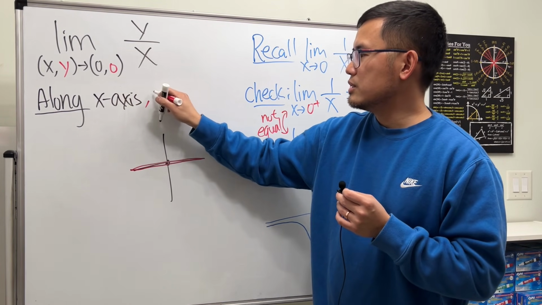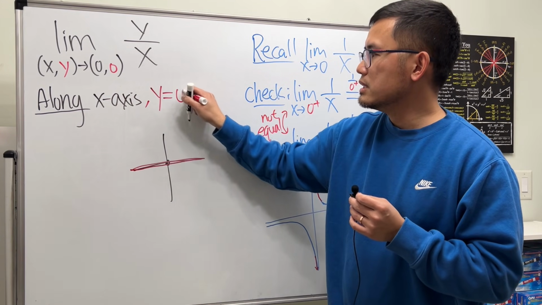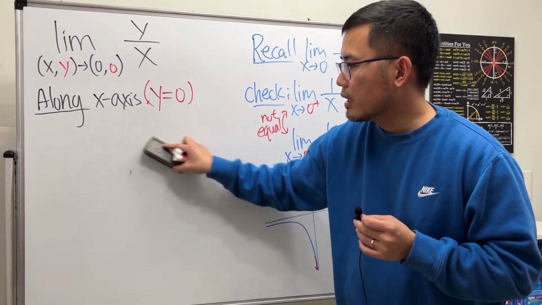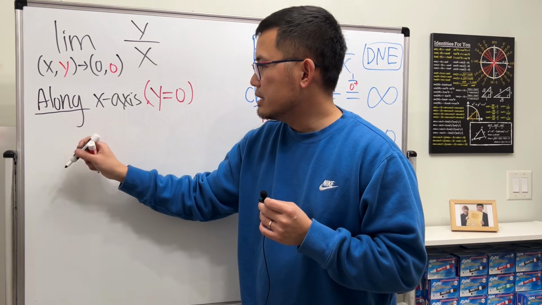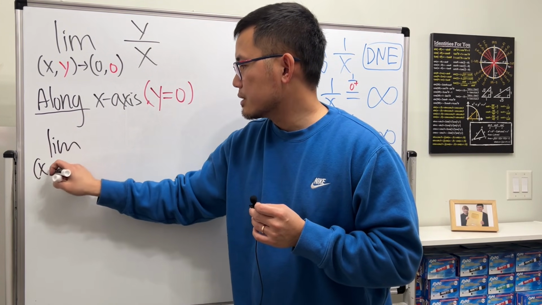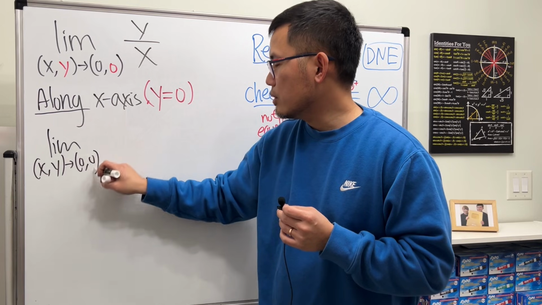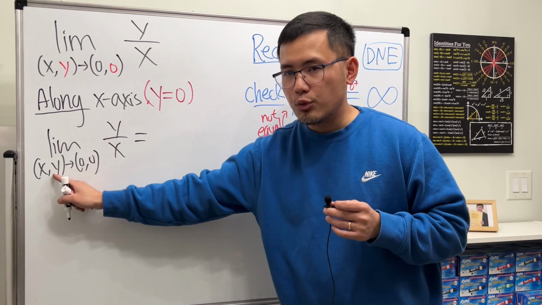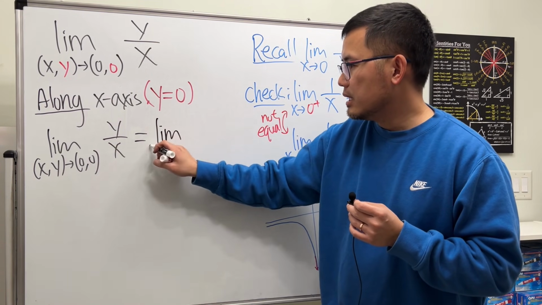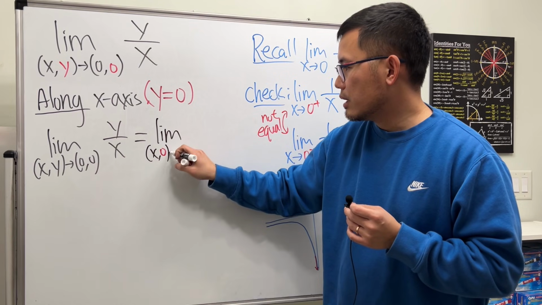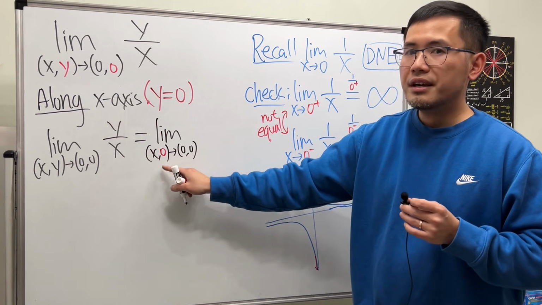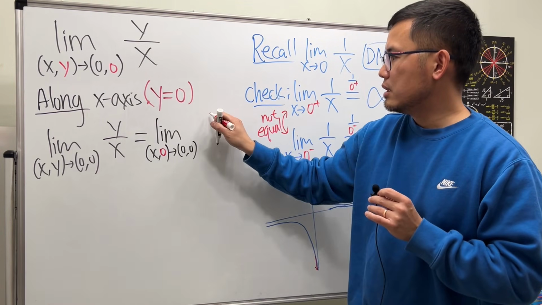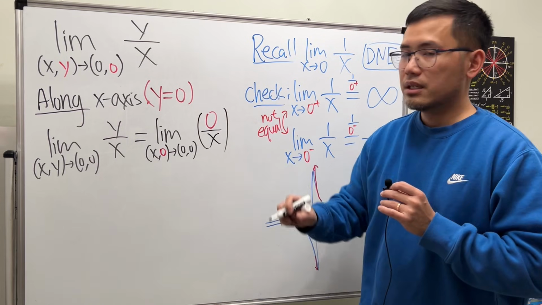And remember, the x-axis is just the equation y equals 0. Same thing, so use this, of course. Now, this is the limit as (x, y) approaching (0, 0) of y over x. But right now we are saying y is equal to 0, so you can put that right here, and you are just looking at the limit as x approaches 0. So y is fixed, it's always equal to 0. Then you put 0 into here over x, like this.